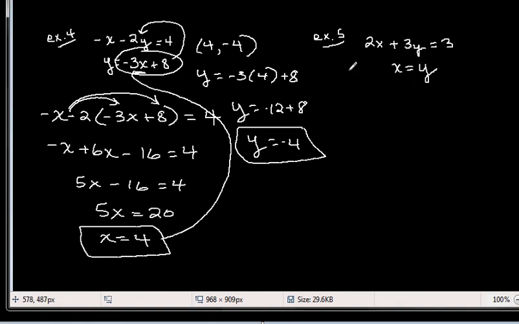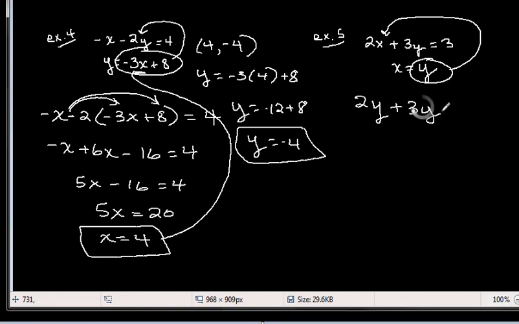Okay, this one looks interesting. It has x equals y. So what in the world do we do with that one? Well, we're just going to take our x and replace it with a y, or we can take our y and replace it with an x, either way. So let's take the x and replace it with a y. So you get 2y plus 3y equals 3. We get 5y. Are they going to give us a fraction, or did I do something wrong? Oh, this should have been a 5. This whole thing should have been a 5.